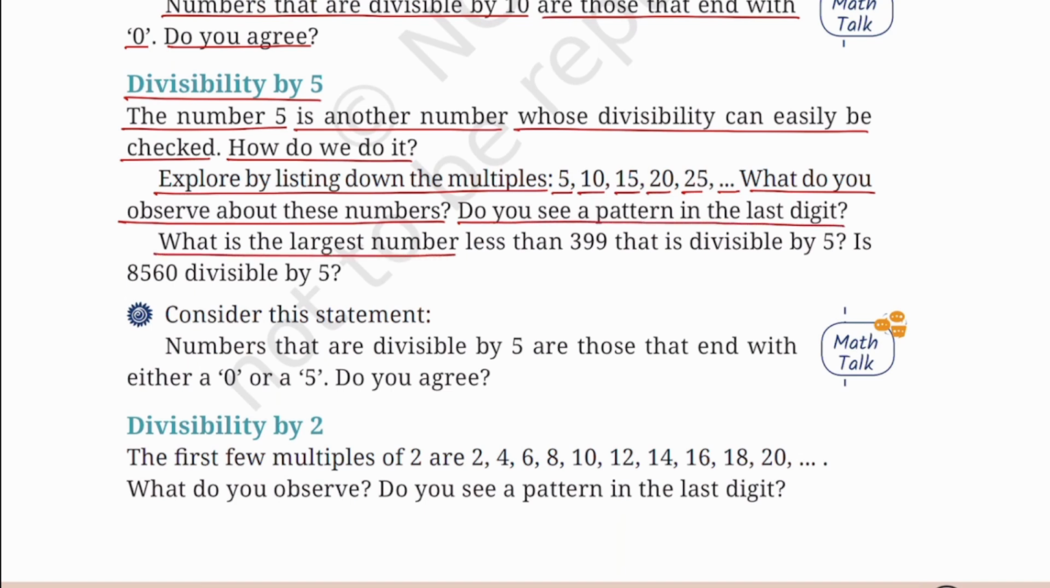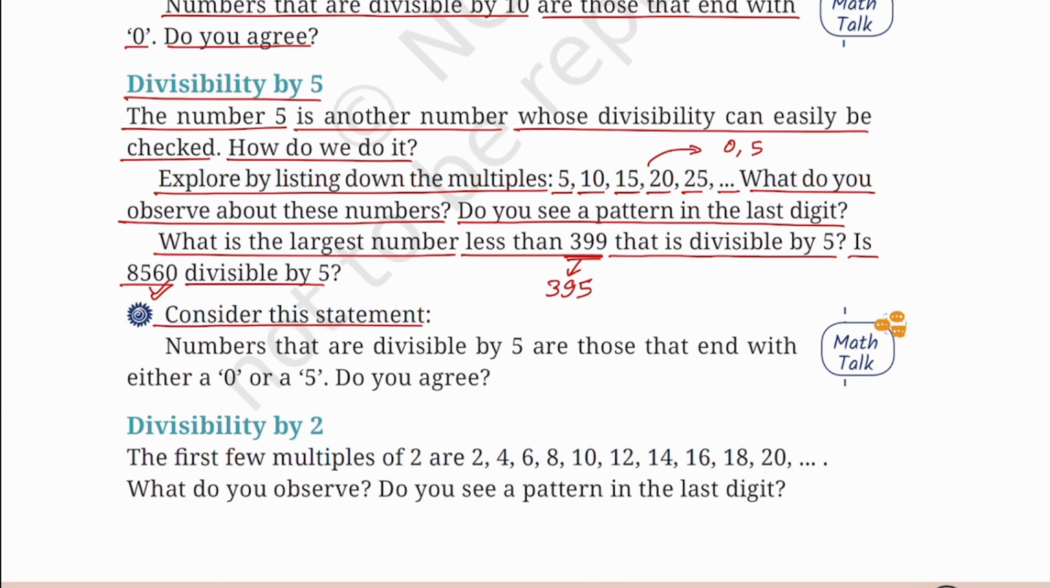What is the largest number less than 399 that is divisible by 5? Is 8560 divisible by 5? If you repeat this pattern, you will see any number ending with 0 or 5 is divisible by 5. So, you can say 8560 is divisible by 5. A number less than 399 that is divisible by 5 is 395.